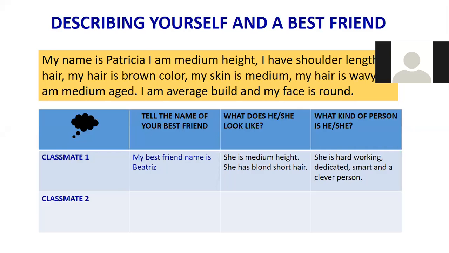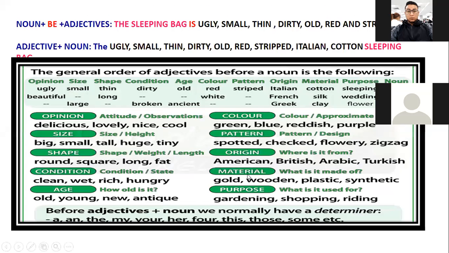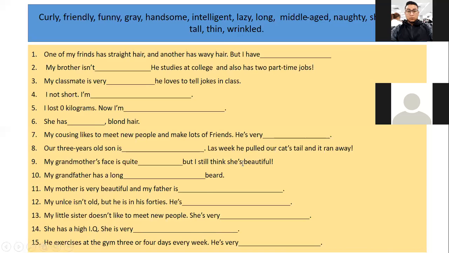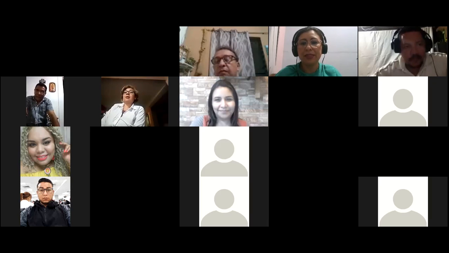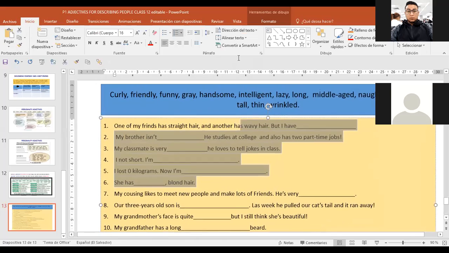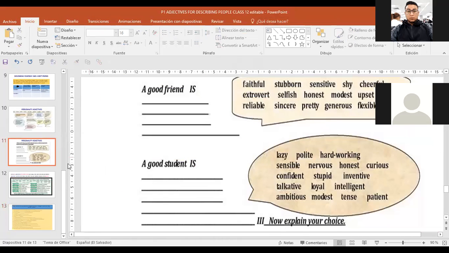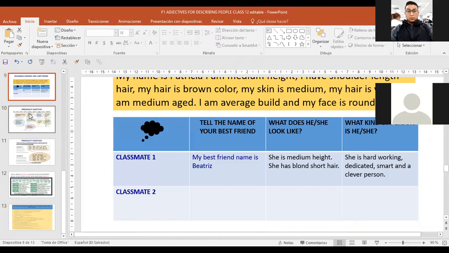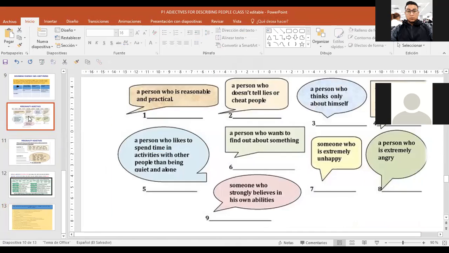My best friend is Emmanuel. He's medium height. Excuse me. Perdón, chicos, que se me fue el mouse. Disculpen que lo dejé mirando otra cosa, perdónenme. Creo que lo vamos a desconectar porque ya se puso loquito. Ahí está, perfecto, disculpen. Adelante.